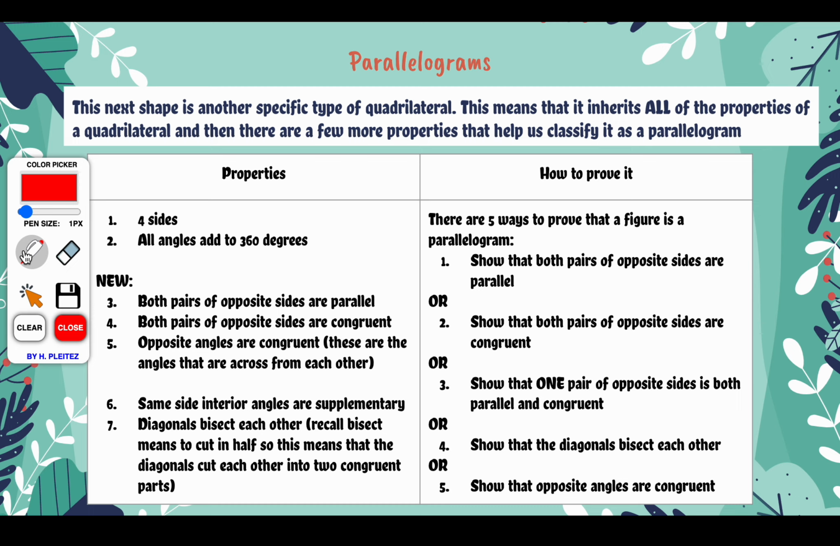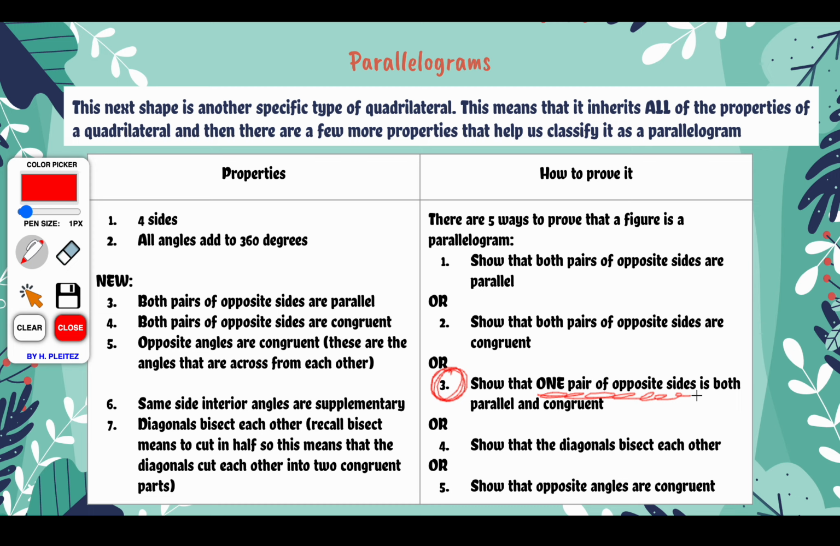So the first thing that you can do is show that both pairs of opposite sides are parallel. If you have a figure and you can show that, bam, you have a parallelogram. That's it. You don't even need to show anything else. So for example, option 2 is you can just show that both pairs of opposite sides are congruent. And if you do that, then bam, you have a parallelogram. Number 3 is a little bit tricky, so you want to make sure you're really taking a second to digest what this actually means. It says, show that one pair of opposite sides is both parallel and congruent.